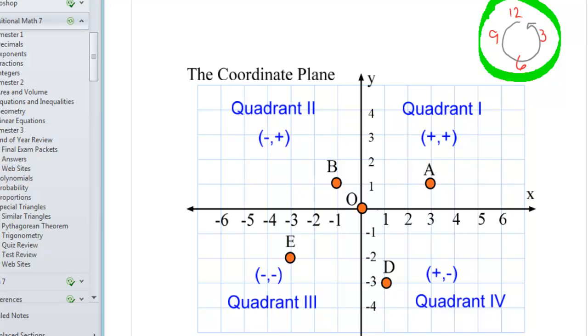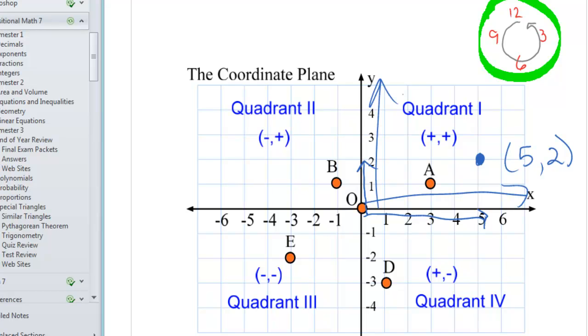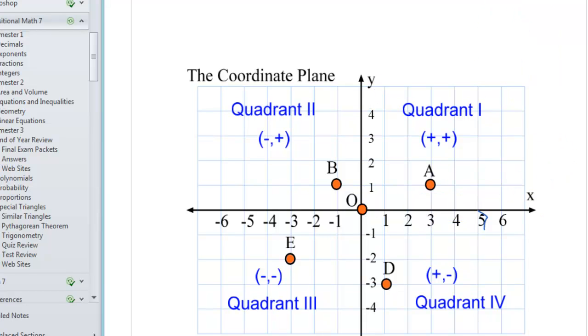Let's look at an example. If I have the ordered pair right here, that means I'm going to move over 5 in the positive direction for x, and I'm going to move up 2 in the positive direction for y. Notice, no matter what x I pick, it will be positive in this quadrant. No matter what y I pick, it will be positive in this quadrant. So that's where you start. That's quadrant 1, where everything's positive.